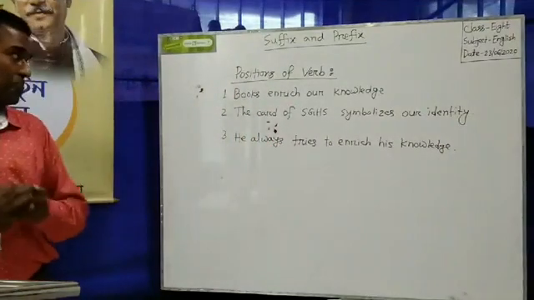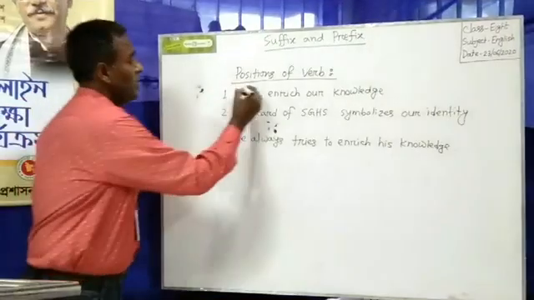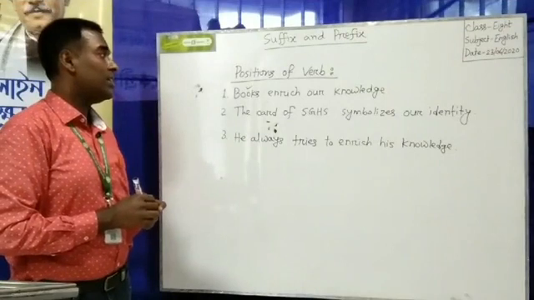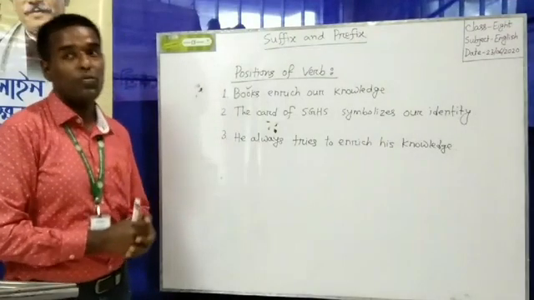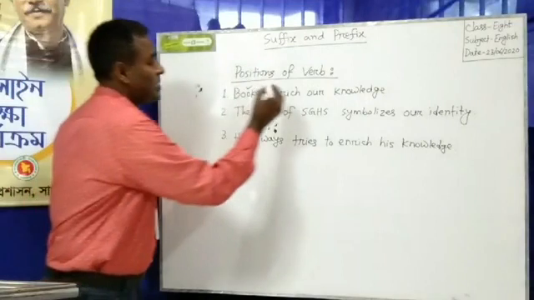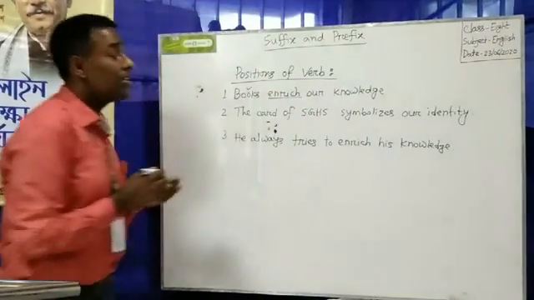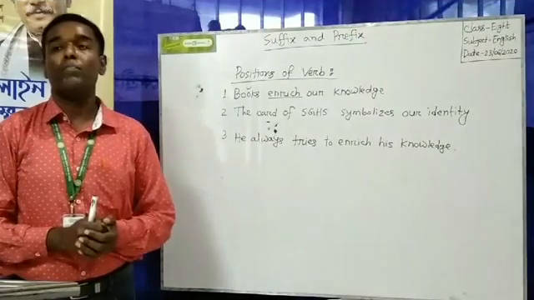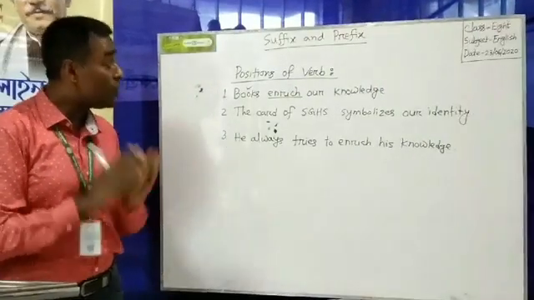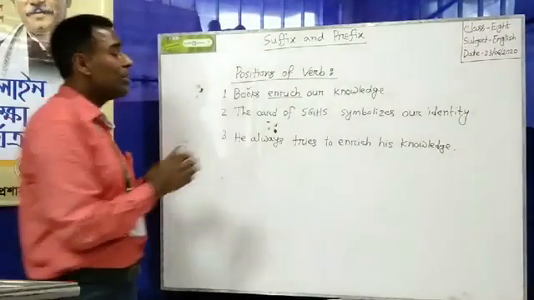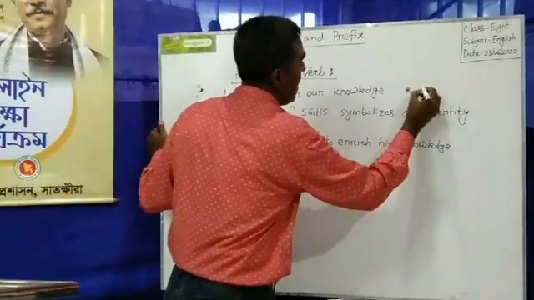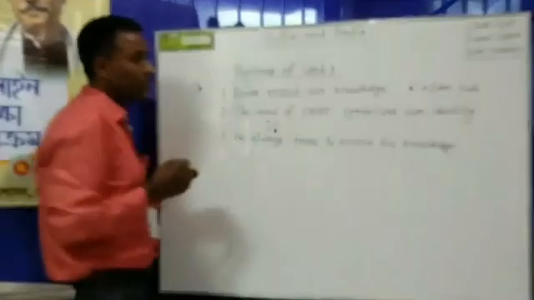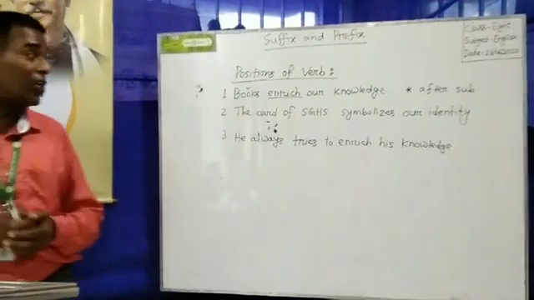Dear learners, here books is the subject. That means noun. And after the subject, what is it? Enrich. And enrich is a verb. So, what is the position of verb here? Yes, after subject.